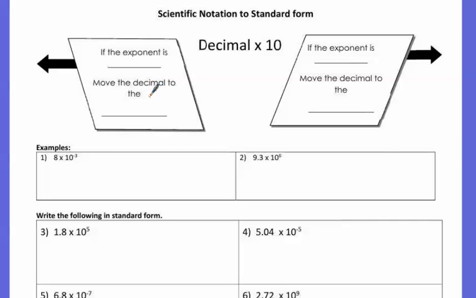Scientific notation continued. Scientific notation to standard form. If the exponent is negative, move the decimal to the left. If the exponent is positive, move the decimal to the right.